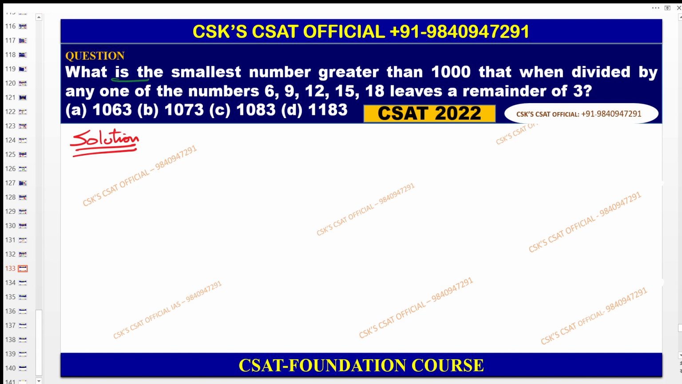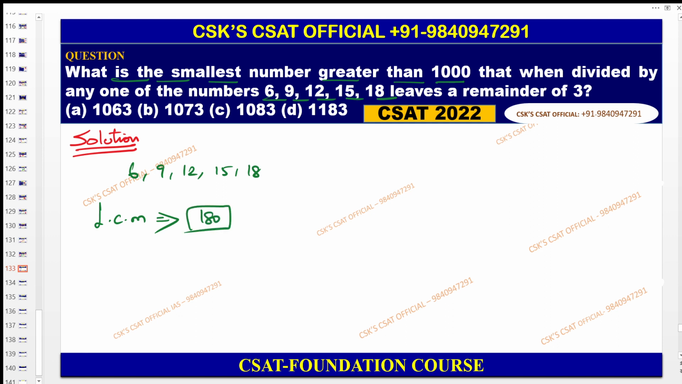Now, what is the smallest number greater than 1000 which when divided by any one of the numbers? In your foundation itself you have learned these things. What will you do initially? You need to take the LCM. So take the LCM of these. If you take the LCM here, you'll get 180.